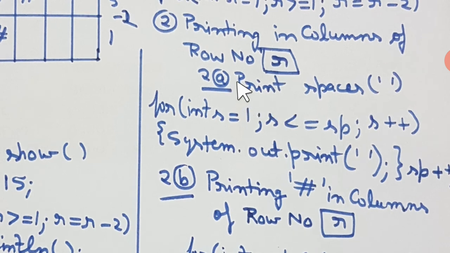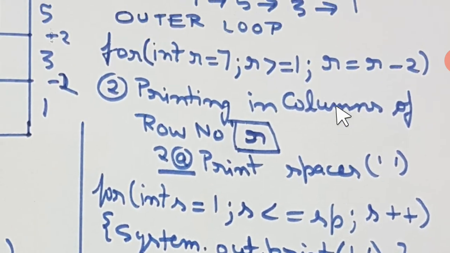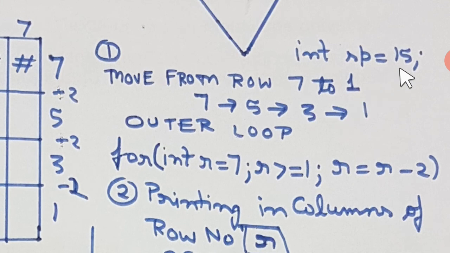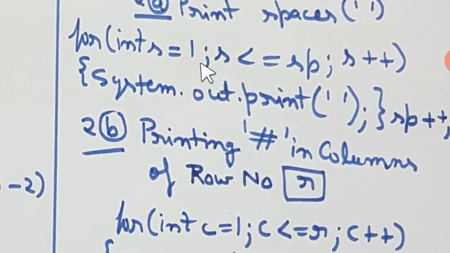And in the column there are two subparts. That's why I've written 2A. What it says: print spaces. So the loop for spaces is going to be int s equal to 1, s less than equal to sp. sp I have taken at the top, as 15. So initially it will work 15 times, so 15 spaces in the same row.